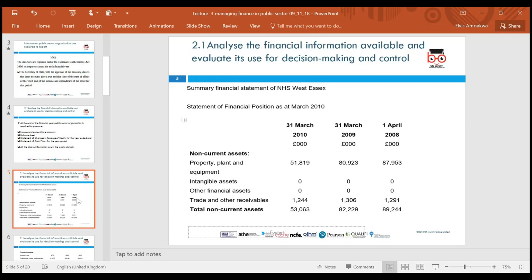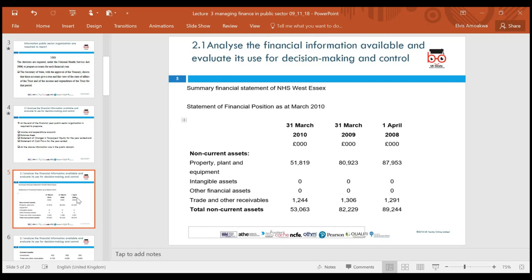I've broken down the financial statement into different slides, so bear with me. If I need to come back, I'll come back for you to see. So we have the non-current assets. Non-current assets are more or less fixed assets, something that you can see. You've got property, plant and equipment, all the equipment in the hospital. They are all non-current assets. And they've got trade and other receivables. So the total non-current assets for 2008 is 89,244.